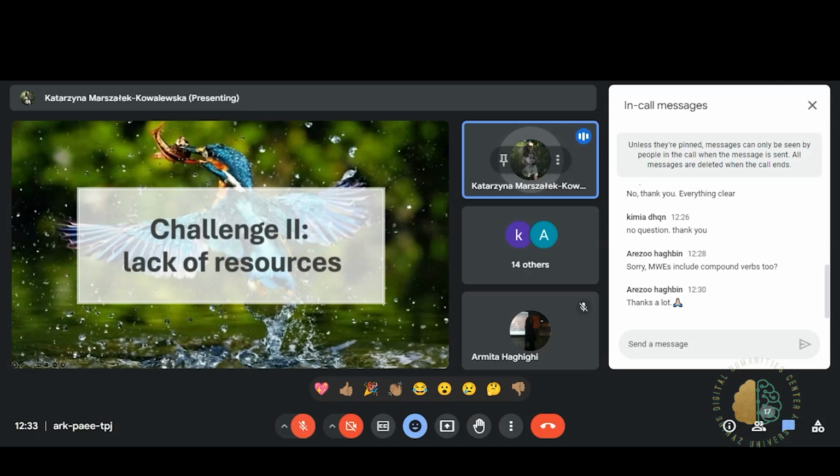Okay, so the second challenge, lack of resources. We already know what we want to do. We have our pipeline more or less set up. We want to do our experiment, but now here comes the problem. We need the resources, we need data, we need training data. And this is always a problem. Where to get the data from, what kind of annotation, how much, how many experts should work on that, all these problems.